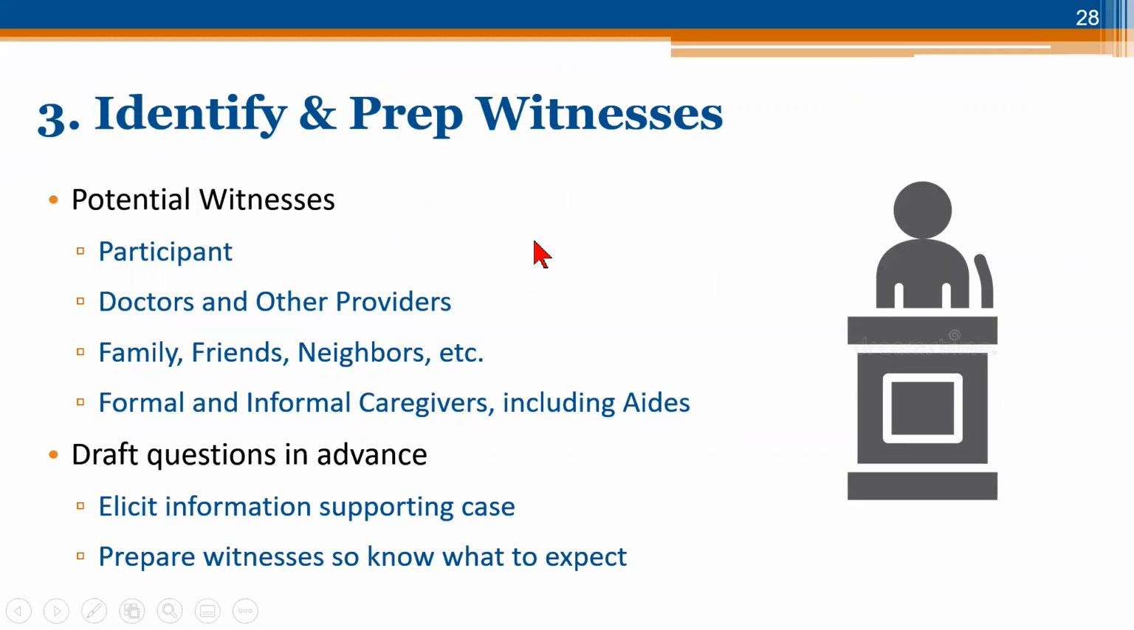And once you have the evidence, and while you're gathering the evidence, you want to identify any witnesses. This can really be anybody, but it usually includes the participant. Sometimes not. If a participant has cognitive issues, they may not want to participate or may be uncomfortable with the hearing. Doctors and other providers are sometimes available, but a strong letter of medical necessity goes a long way. There is a sample one for personal assistance services, more like a guide, in the materials. Also family, friends, neighbors, caregivers.